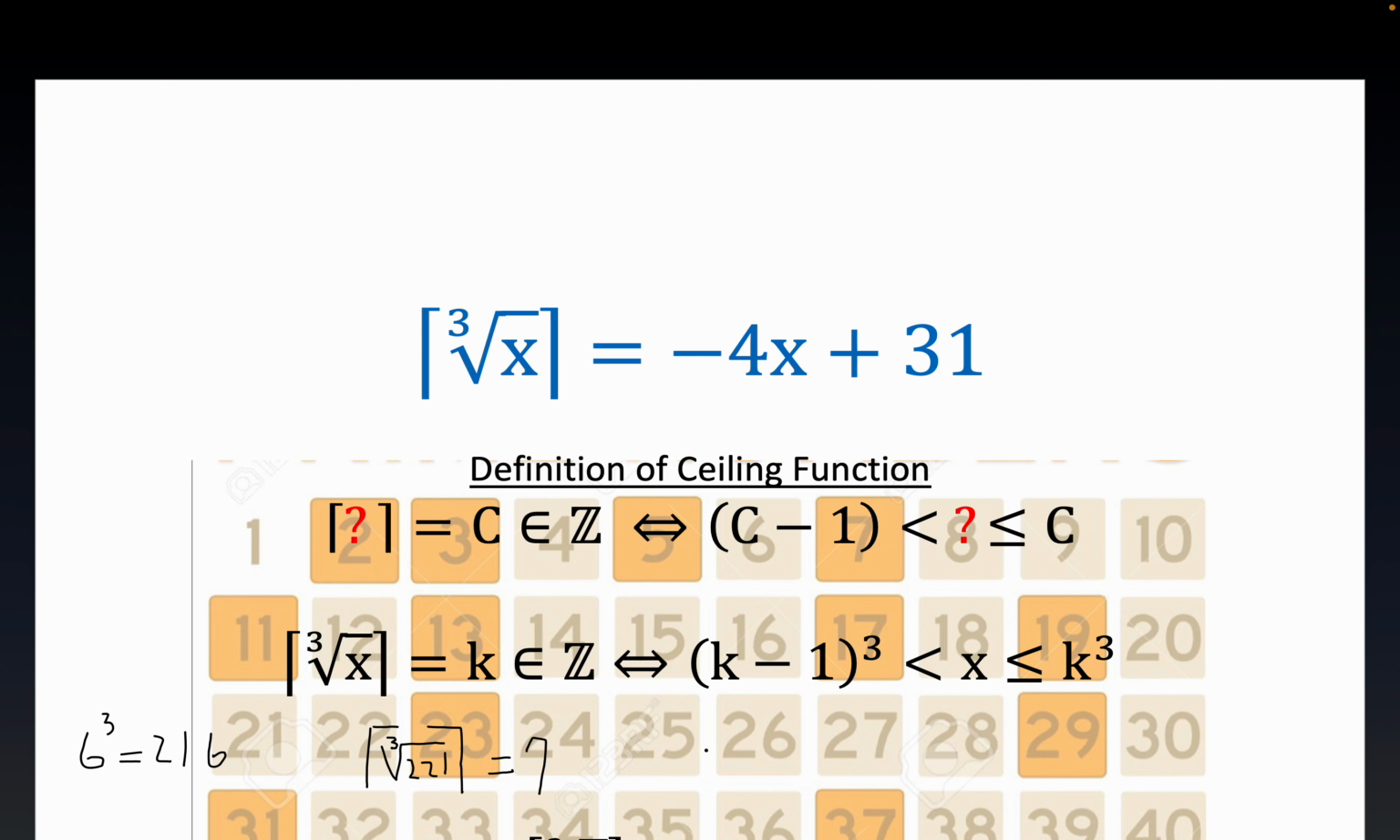All right, and that's basically because 6 cubed is less than 221, is less than 7 cubed, of course. So we don't have to know what 7 cubed is, do we? But we know that 221 is between 6 cubed and 7 cubed. So we can leave it that way. All right, so that's just kind of a refresher.